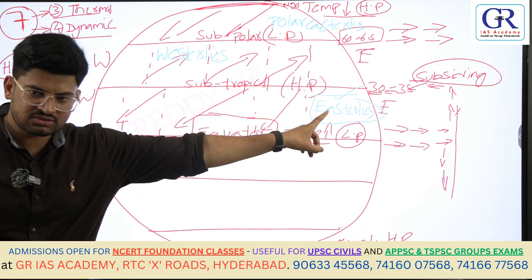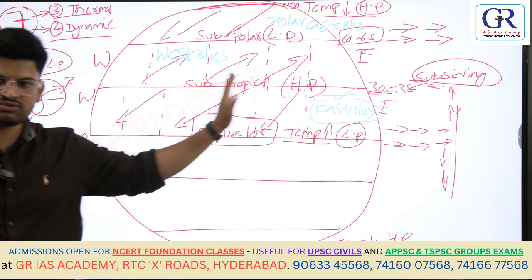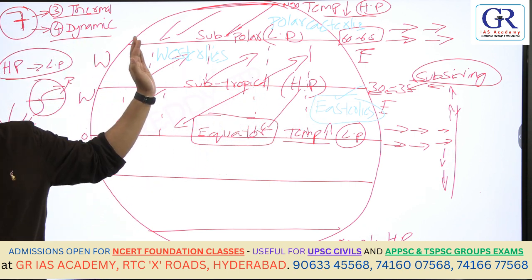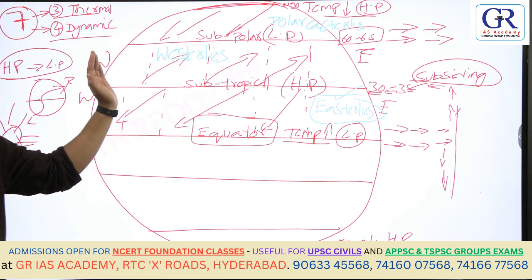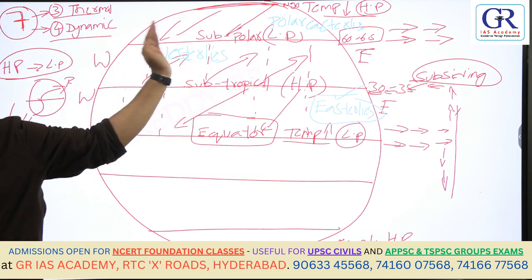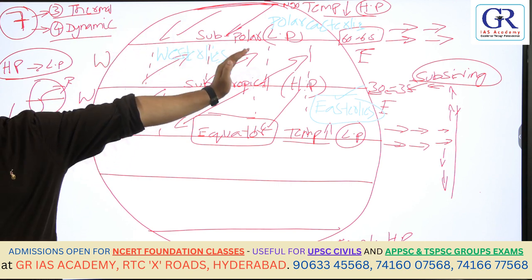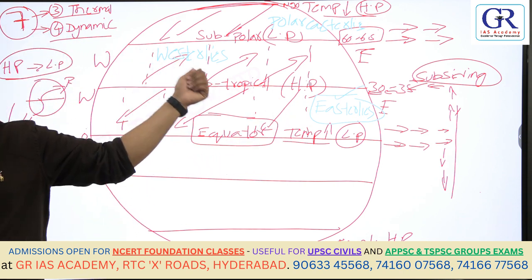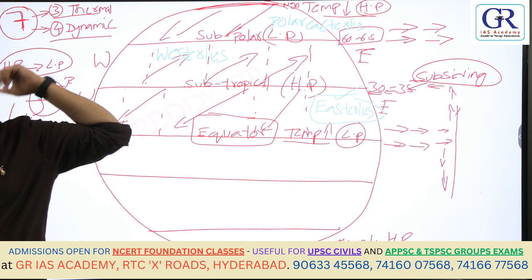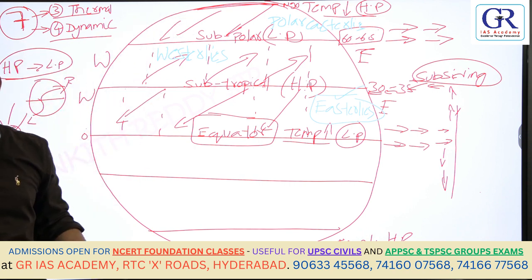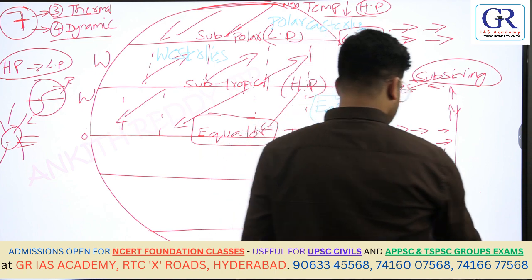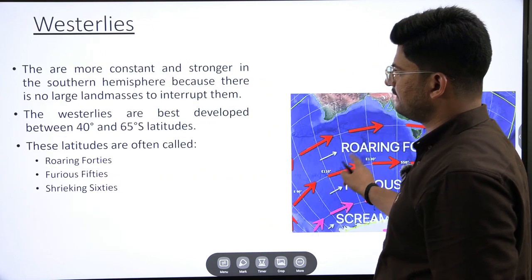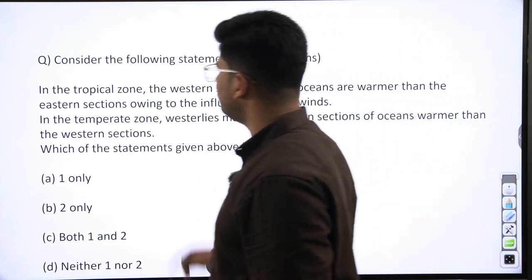Easterlies move from east to west, push water from east to west, and give rainfall on the eastern margins of the continent. Whereas westerlies move from west to east, push water from west to east, and give rainfall on the western margins of the continent. Easterlies give rainfall on the eastern margins, westerlies give on the western margins. Polar easterlies, eastern side. Okay, understood? Easterlies, westerlies and polar easterlies. Now let us try to solve some questions related to this topic. 2021 prelims.